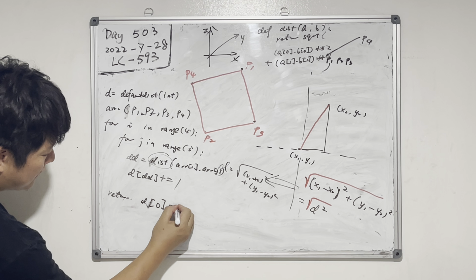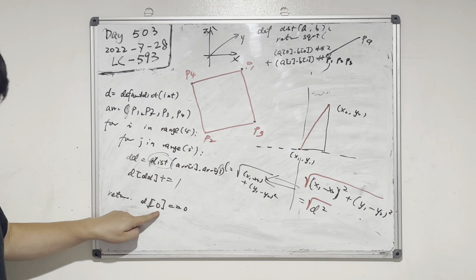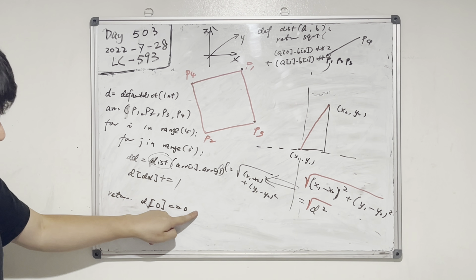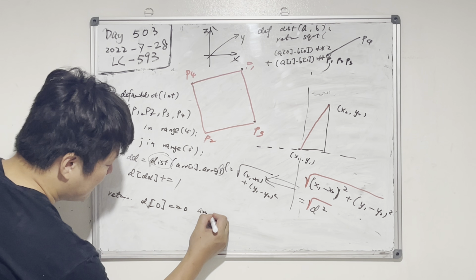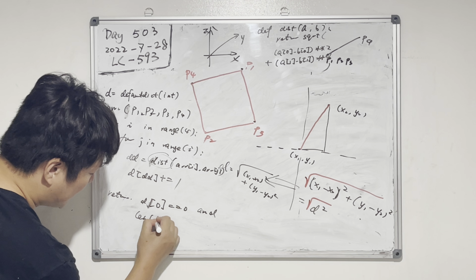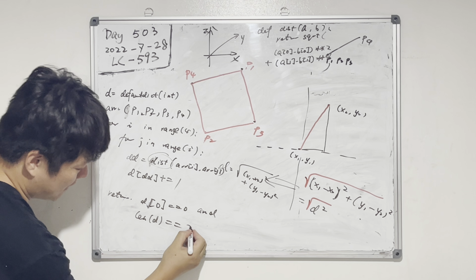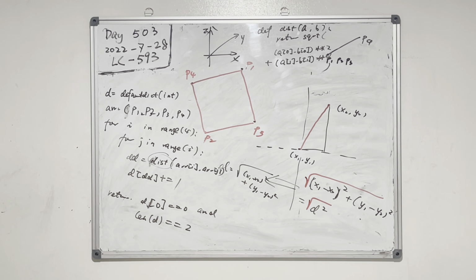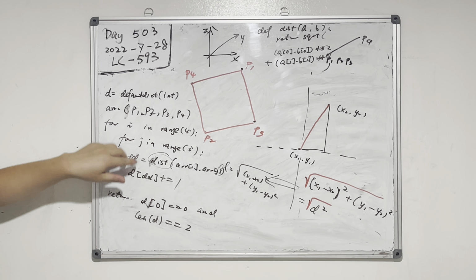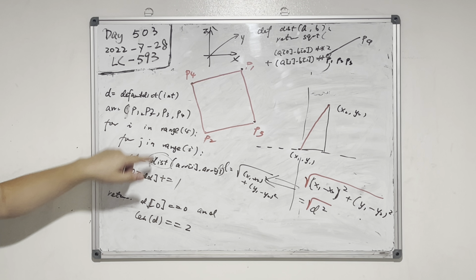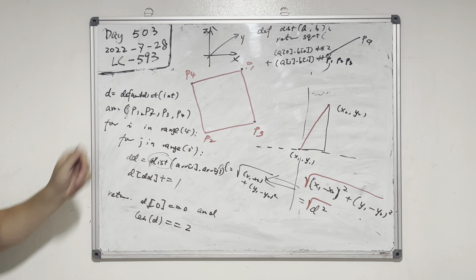And then at the end we just have to check d[0] needs to be 0, right? We don't allow any 2 points that are the same. Distance 0 count should be 0. And the length of d needs to equal how many? 2, yeah. What's the time complexity if you look at this? O(1), because we are given 4 points and we just do some calculation.